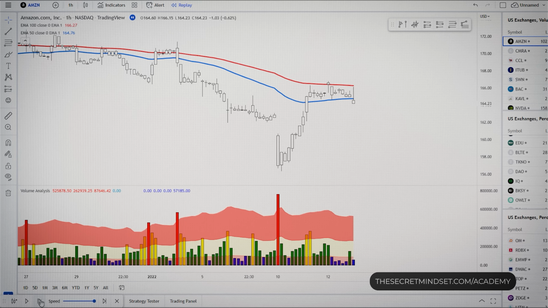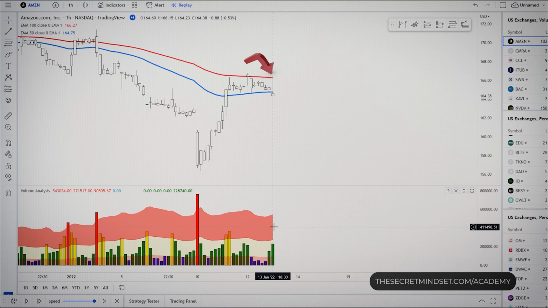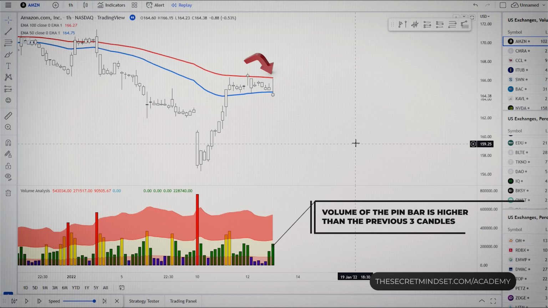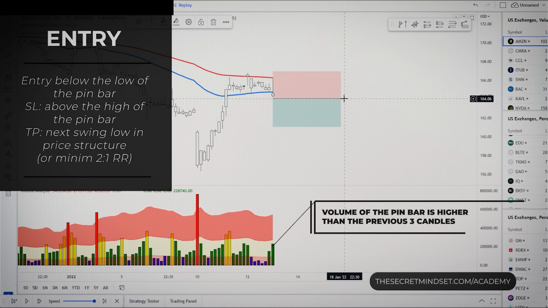And this is our pin bar, showing rejection and indicating a potential trend continuation. The volume of the pin bar is higher than the previous candles, so there's active interest in the market. When the low of the pin bar is broken, that's our signal to initiate a sell position.